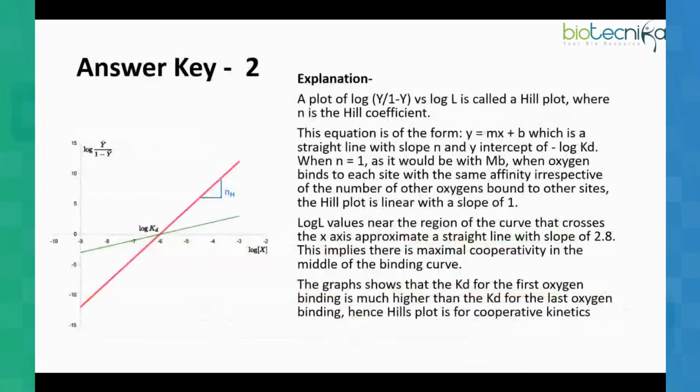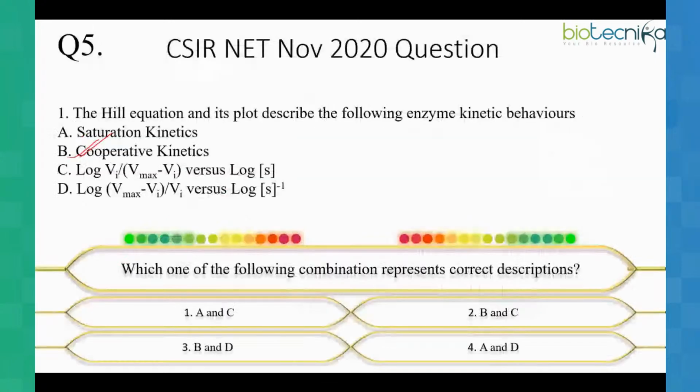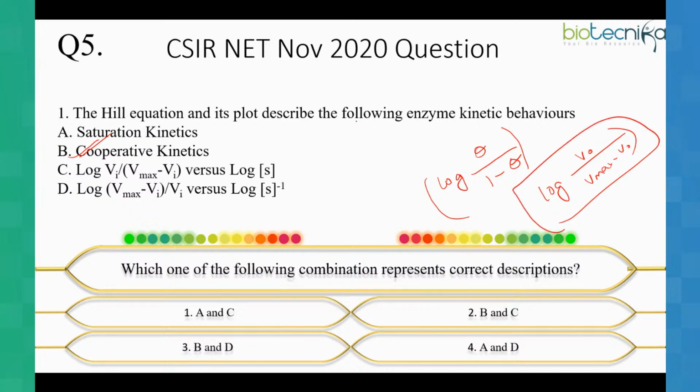Yes, that's right, very good Satyam, that's the right answer. So this is your Hill plot. As I said, V0 can be considered to be y over here, which is the fractional saturation. So for protein and ligand, it will be log theta divided by 1 minus theta. If you take the same thing in enzymes, it will be log V0 divided by Vmax minus V0. This is what you get on the y-axis after solving from theta. So that's why C is correct.